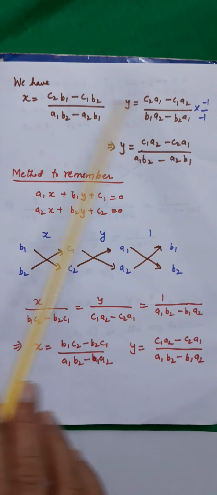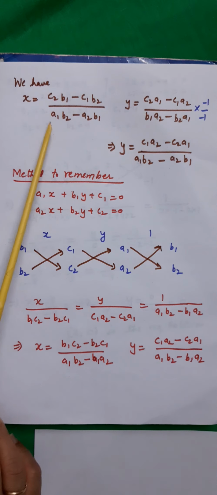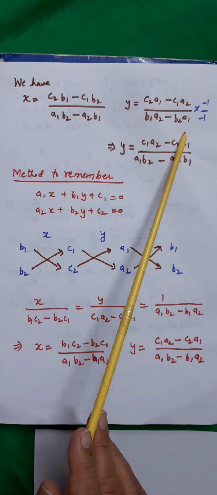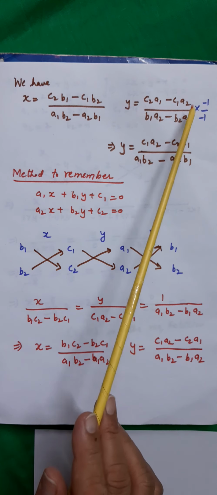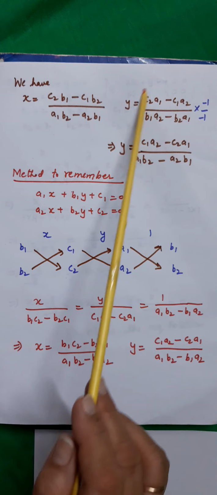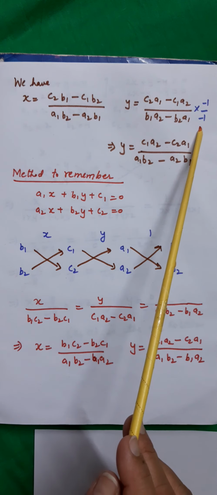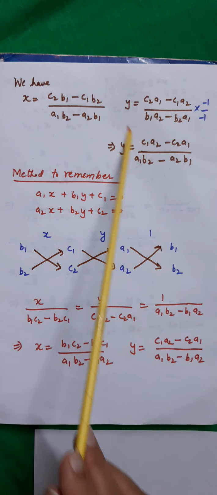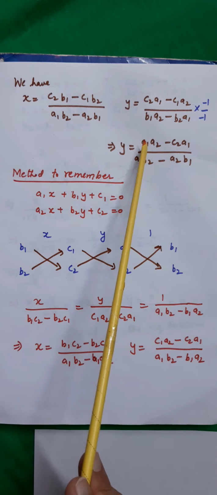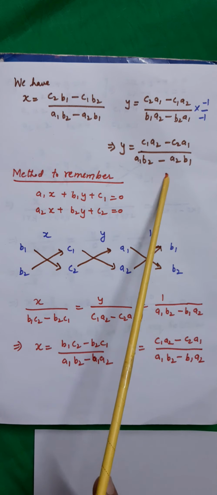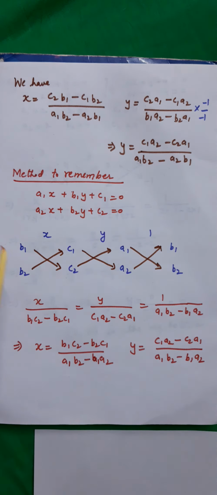So I have these two, but I notice that here I am having a1b2 - a2b1, but here I am having b1a2 - b2a1. It would sound good if we make these denominators the same. For that, what can I do? If I multiply the numerator and denominator by minus 1, it's not going to make any change in the value. So I will get here a minus, this will become (c1a2 - c2a1) upon (a1b2 - a2b1). The signs will change.